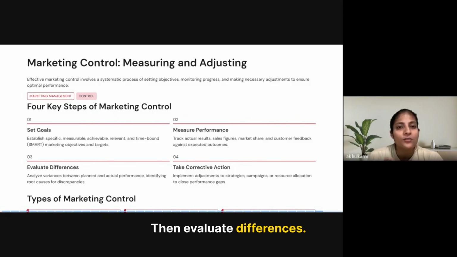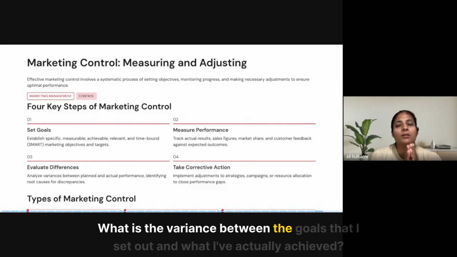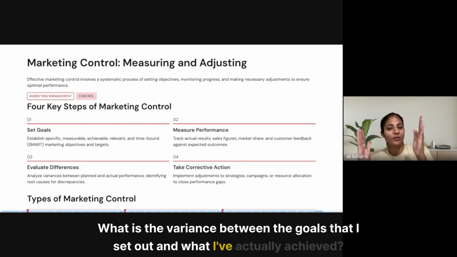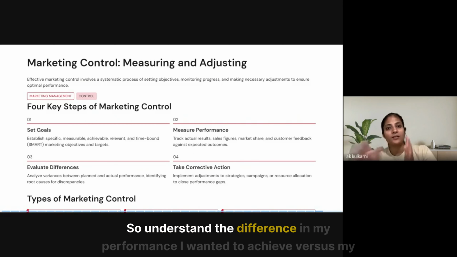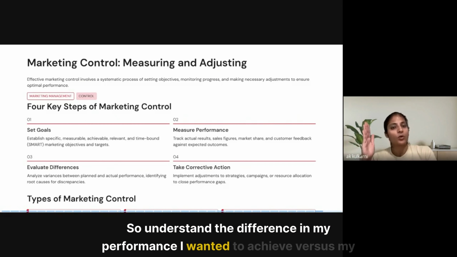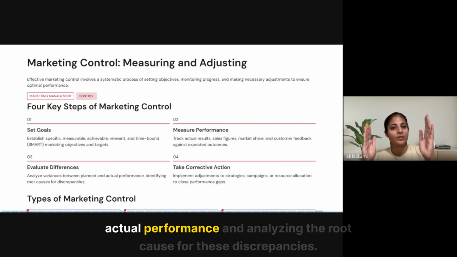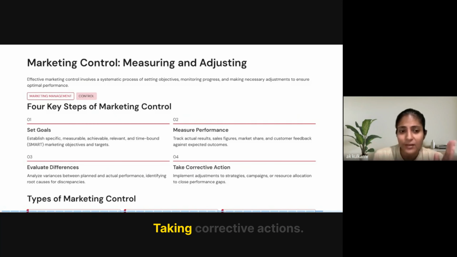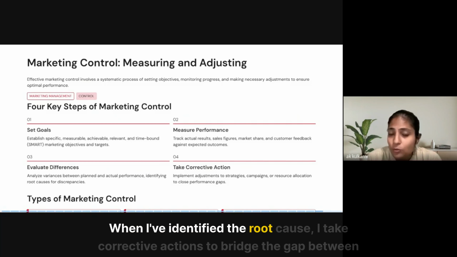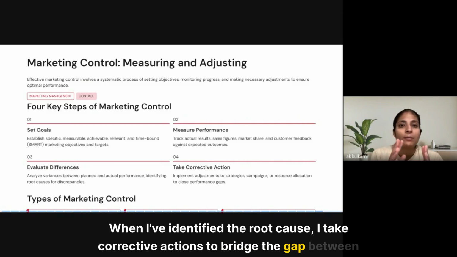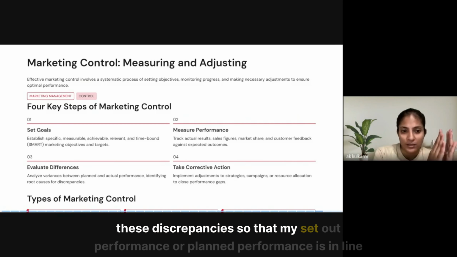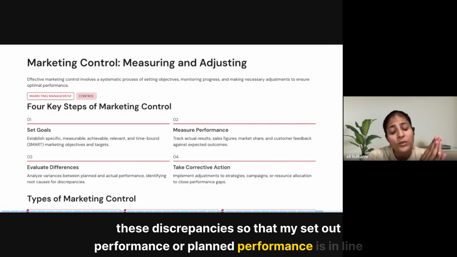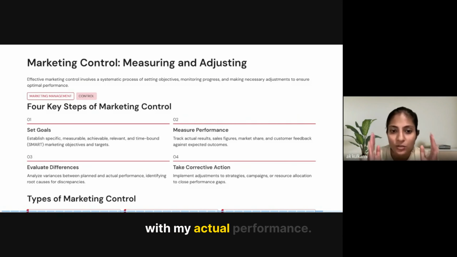Then evaluate differences. What is the variance between the goals that I set out and what I've actually achieved? So understand the difference between the performance I wanted to achieve versus my actual performance, and analyze the root cause for these discrepancies. Taking corrective actions: when I've identified the root cause, I take corrective actions to bridge the gap between these discrepancies so that my planned performance is in line with my actual performance.